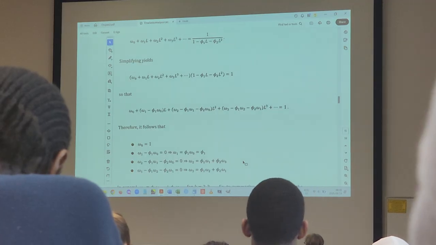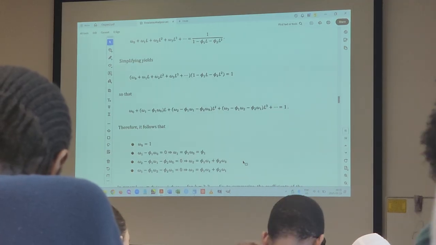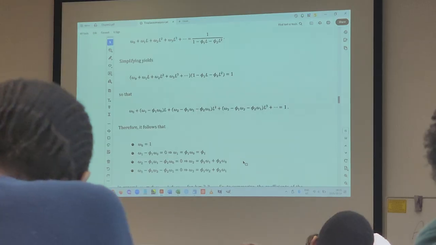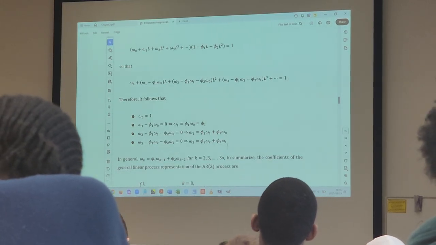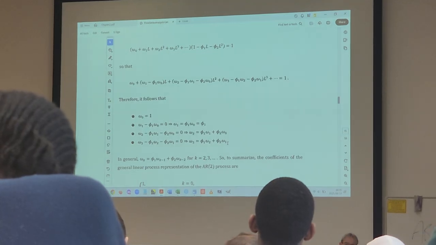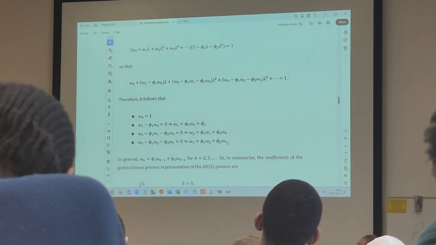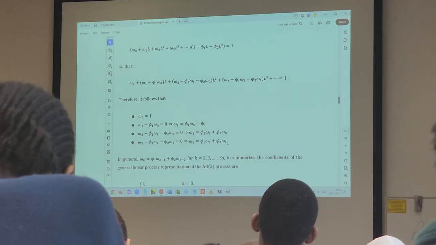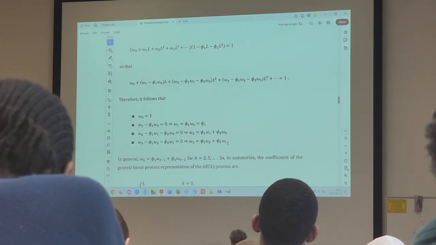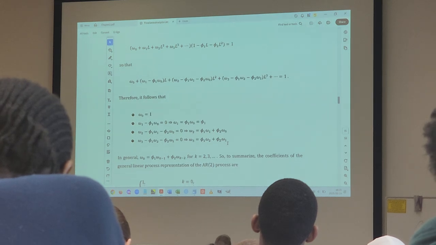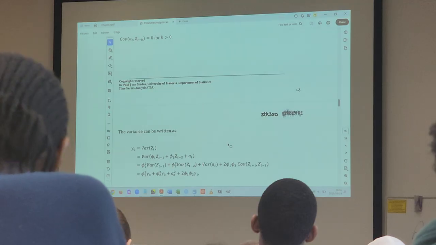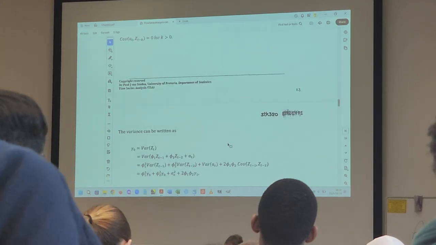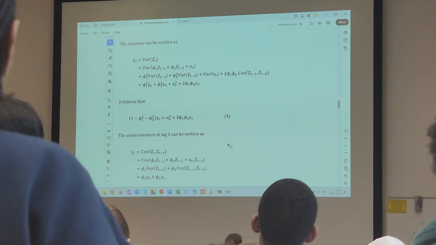Omega 0 is 1, but then omega 1 is phi 1, and then from omega 2 onwards, you calculate them recursively. Because we only get the recursive formula, we cannot use the nice formulas that we had before for the variance and autocovariances. We cannot actually use them to get the autocorrelation function and autocovariance function for the AR2. So we have to do it from first principles, and that's what's shown here.